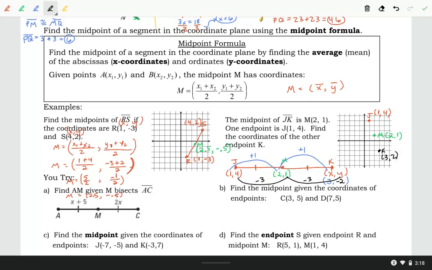If we just look at our graph, we could have figured that out by just looking at the graph. To get from an endpoint to the midpoint, we had to go down 1, 2, 3, and over 1 to the right. So we go down 1, 2, 3, and over 1 to the right to get to the other end.